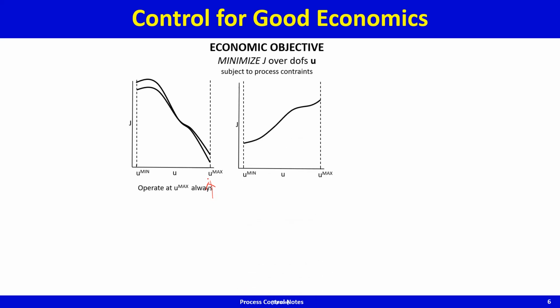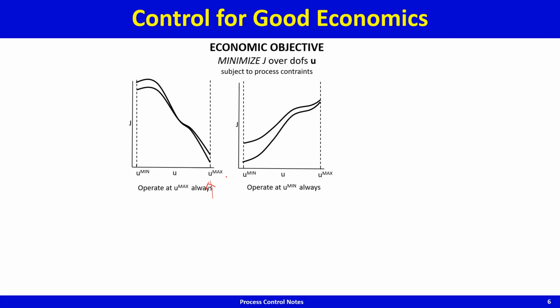On the other hand, you could have J varying like this, and in case there is a disturbance, the shape remains pretty much the same, but there are some shifts in the curve. In this case, the minimum in J occurs when U is at Umin. So you operate at Umin always, that's the optimal operating policy.